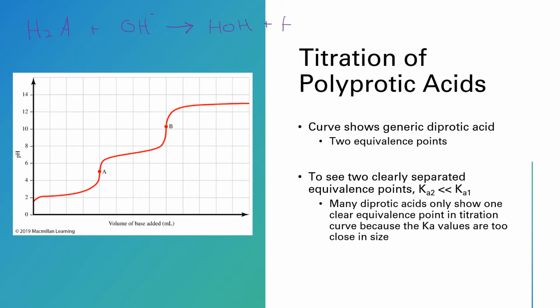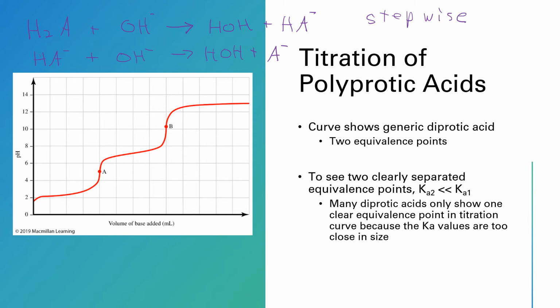plus HA minus. And the general idea is that because of the values of Ka, we would expect that out of all of those molecules that are floating around in solution, every molecule is going to lose one proton first. And then after all of the molecules have lost one proton, we will see the second proton coming off. So after that first reaction happens, then HA minus can react with hydroxide ions to give us another molecule of water plus A minus. This is sometimes referred to as a stepwise reaction.